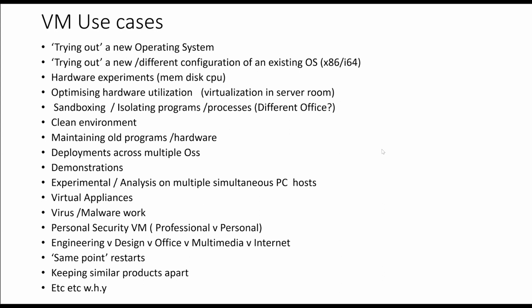You're writing programs and you want to see if your program will work on Windows, Linux, Windows 7, Windows 10, Windows 11, Macintosh, and you want to try them all, then rather than having to have a machine for each of those, you simply have a VM, a virtual machine with each of those. Demonstrations, already mentioned.